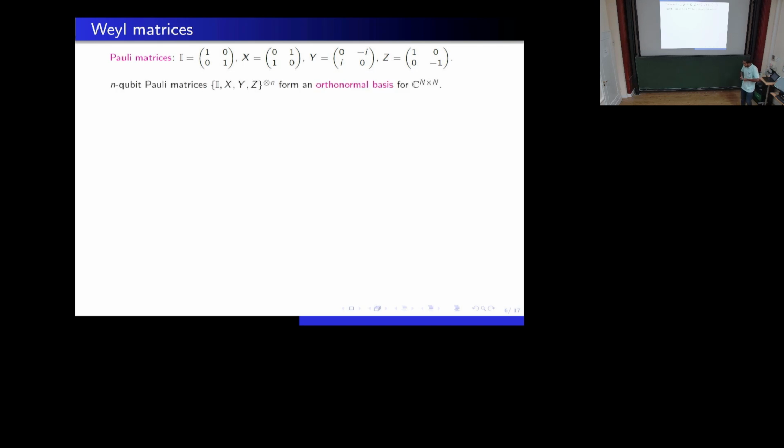You can also look at an n-fold tensor product of these matrices, such as X tensor Y tensor Z, X tensor identity, and so on. An n-qubit Pauli is obtained by picking an arbitrary one of these 4 matrices for each position and taking the n-fold tensor product. These are again orthogonal with respect to the trace inner product, and they form an orthonormal basis for the set of N by N matrices, where capital N is 2 to the little n.